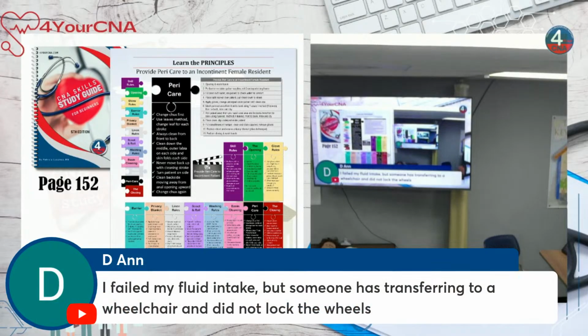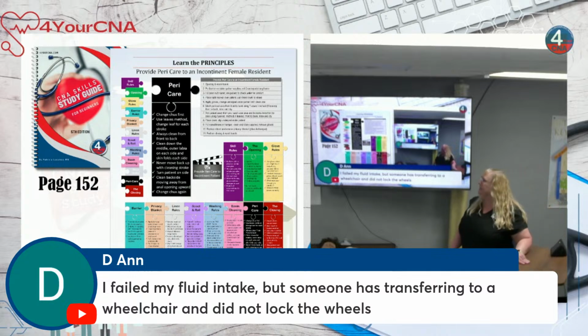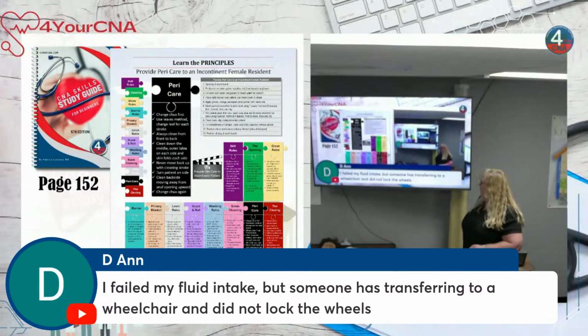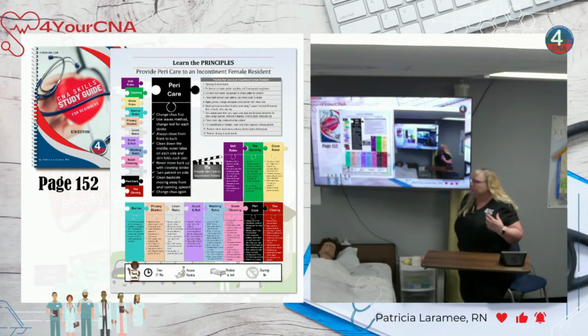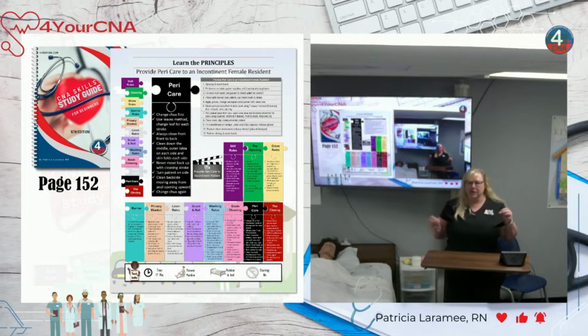All right, I want to talk about this. Deanne has sent us a couple of messages on this. She failed her fluid intake. So Deanne failed the skills exam, but somebody was transferring to a wheelchair and did not lock the wheels, and still the next message says that person passed. So there's a couple of issues that I want to talk about with this.